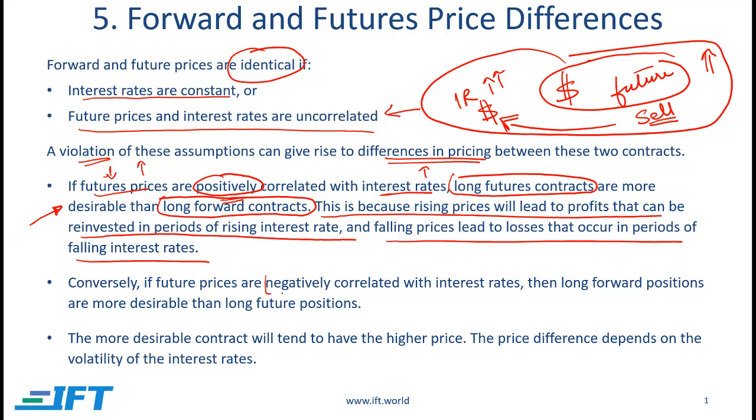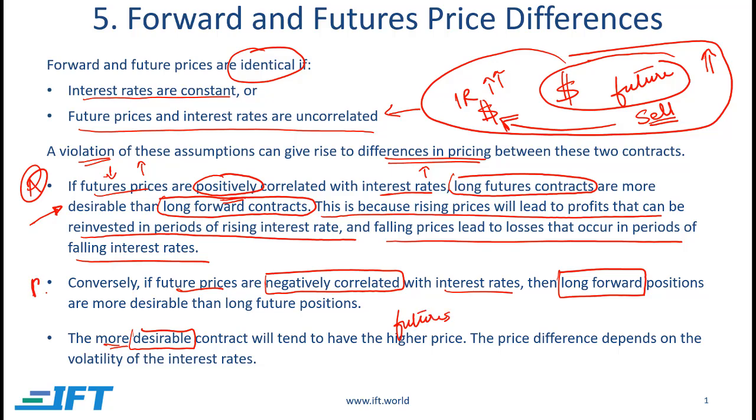Now, if the opposite situation is true, if you have a negative correlation between interest rates and future prices, then naturally, obviously, people will want to go for forwards as opposed to going for futures. So they will then want to go for forward. Now, whichever situation is more desirable, let's say if situation A is there and futures are more desirable, then futures will have higher prices, right? Or if situation B is there where they are negatively correlated, then forwards will have a higher price.